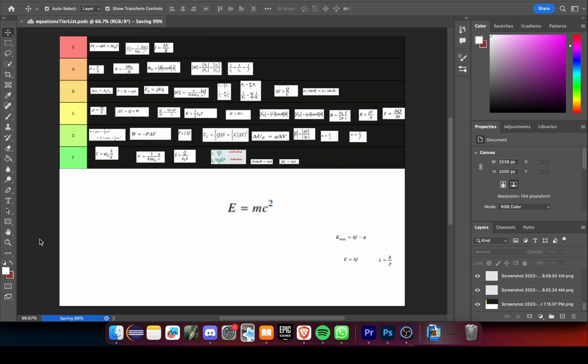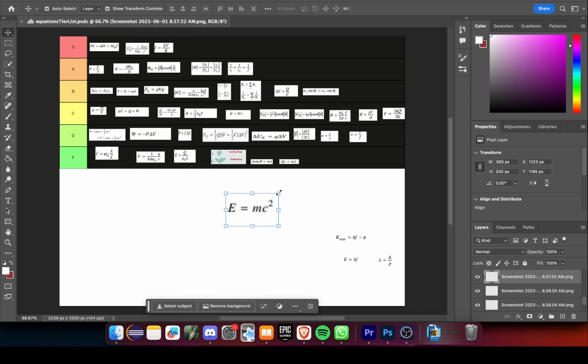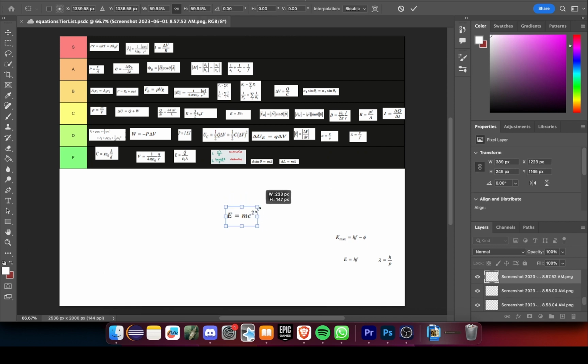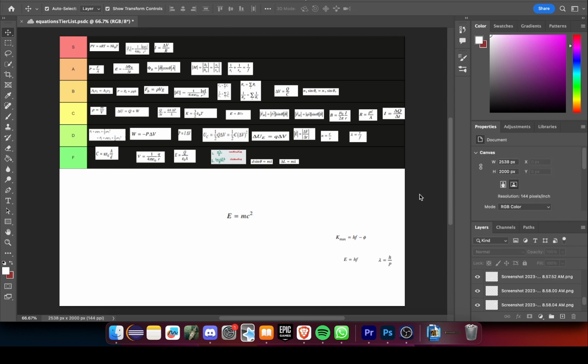So yeah, I would say E equals mc squared is pretty important when it comes to a modern physics question. I know modern physics questions are usually pretty limited, but E equals mc squared has to be one of the more important ones, and it's not really hard to apply, nor is it really hard to solve. So I would put it maybe in a B.